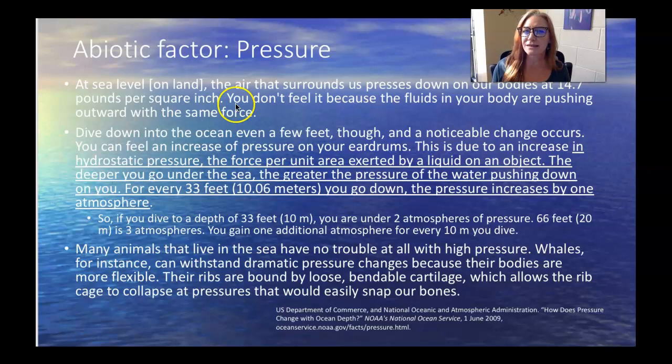However, the animals that live down there are acclimated to that pressure. So they have an increased body pressure, an increased force pushing back against the water so that they don't collapse under that pressure. Okay?